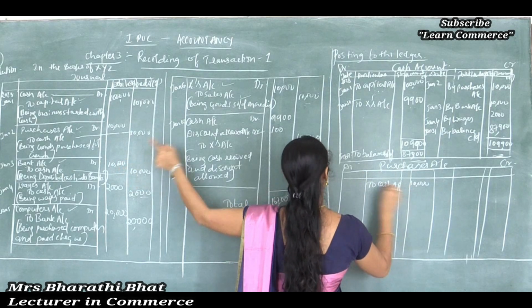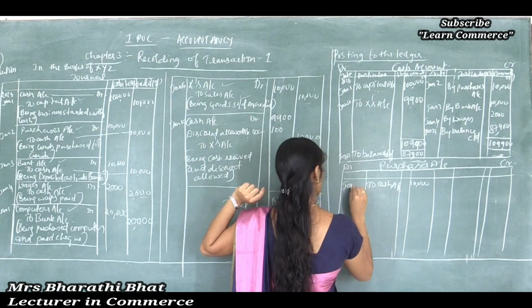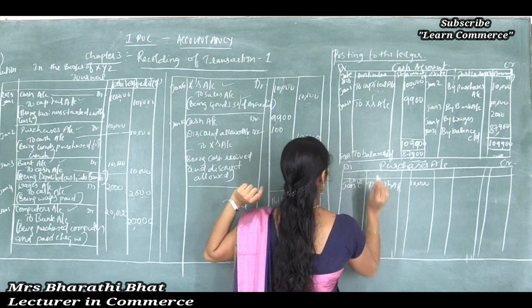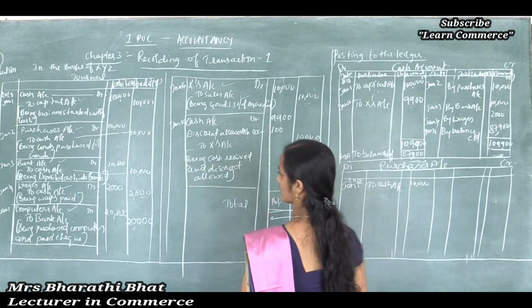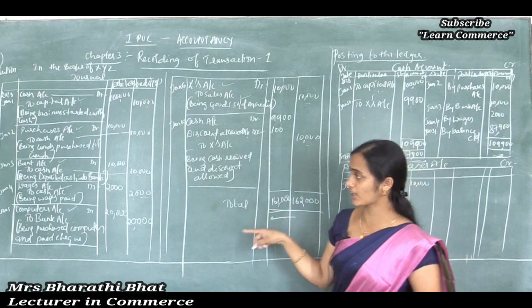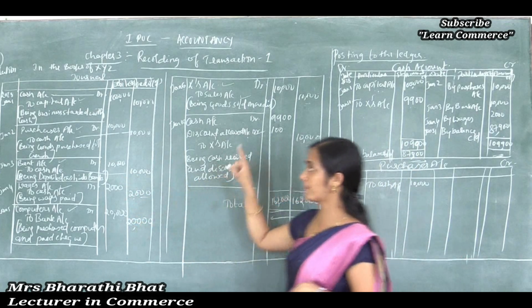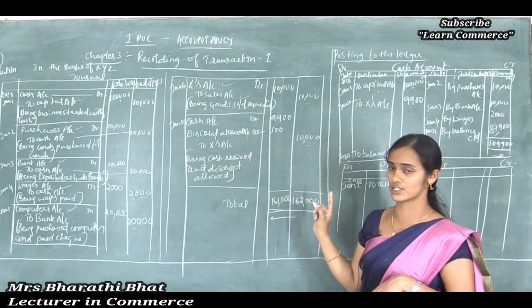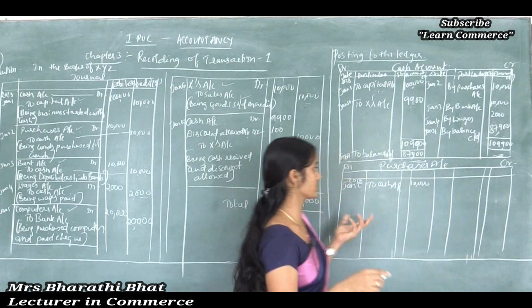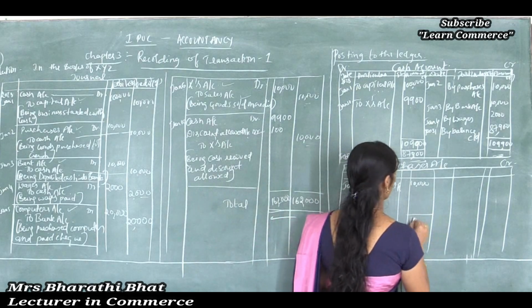to cash account. Mention the date, January 2nd, 2018, to cash account 10,000. Is there any other account which affected the purchases account? No, right? Bank to cash, wages to cash, computer to bank, X to sales, cash discount to X account. There is no other account that affects the purchases account. So just close the account.